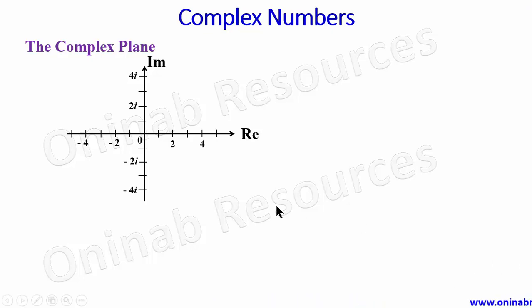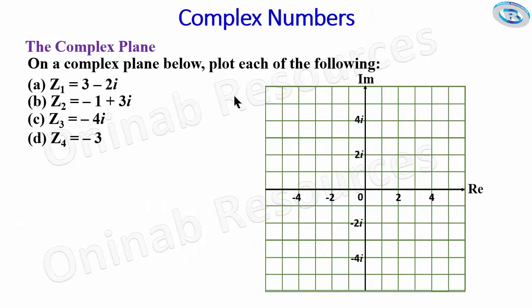So the next thing is, how do we plot the complex numbers on the complex plane? So we go here. On a complex plane below, this is the complex plane, plot each of the following. We have z1 to be 3 minus 2i. We have z2 to be -1 plus 3i, z3 to be -i, and z4 to be -3.